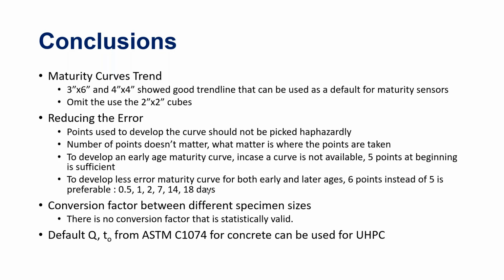And to develop late age maturity curves, the ASTM distribution seems to be fine. If you look at the entire age from 1 day to 28 days, the ASTM distribution seems to be fine. But what we think would be even better, instead of using 5 points, is to use 6 points. And this is our final recommendation in terms of picking these 6 points: half a day, 1 day, 2 days, 7 days, 14 and 28 days. We think that if you choose these 6 points, you are likely to get the most representative maturity curve for both early age and late age strengths.